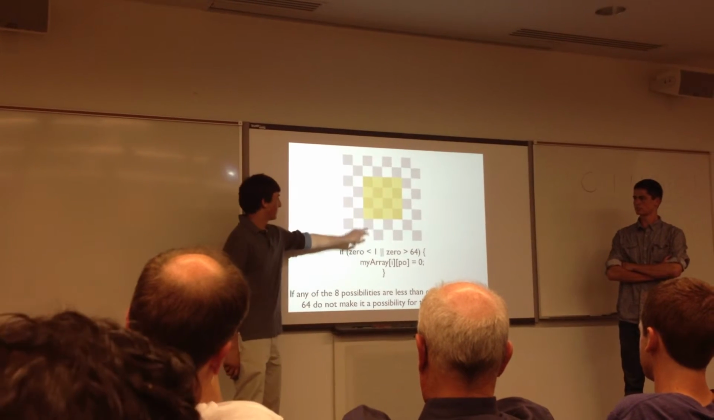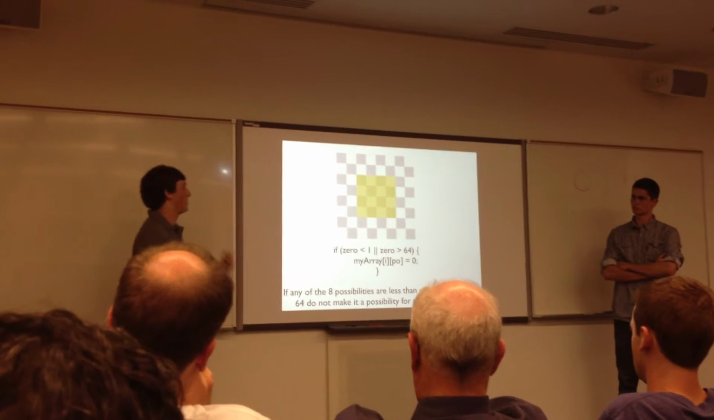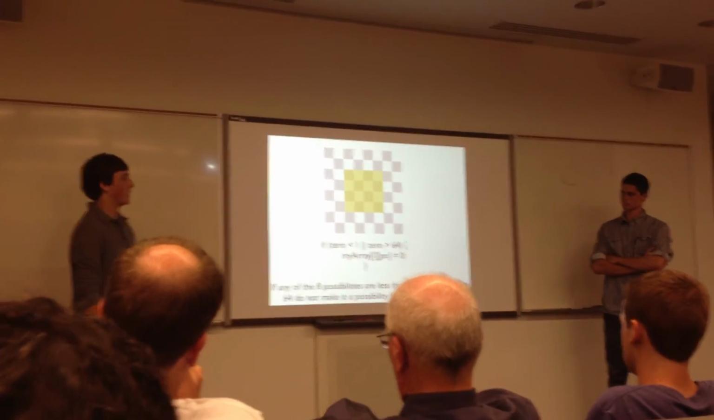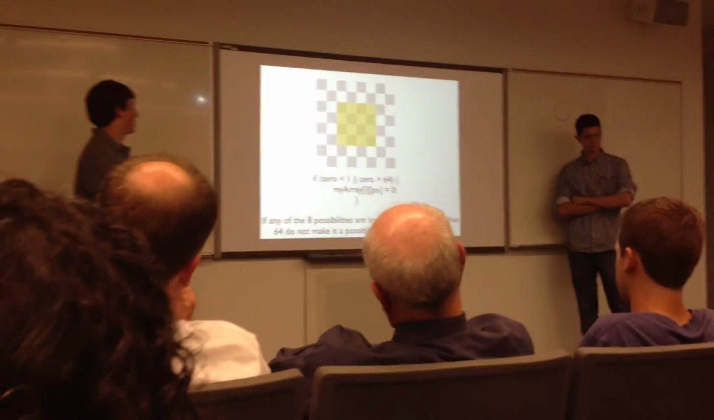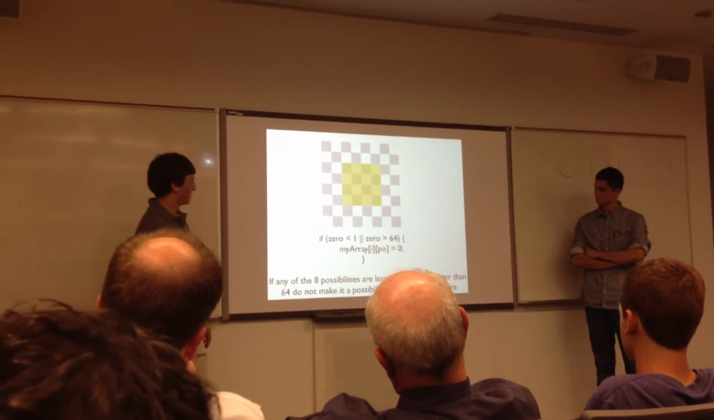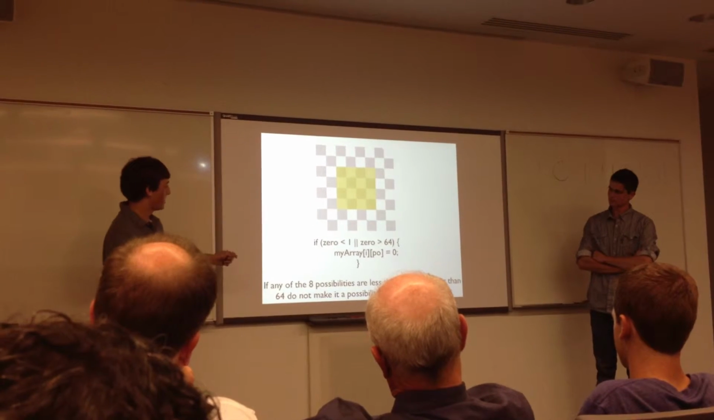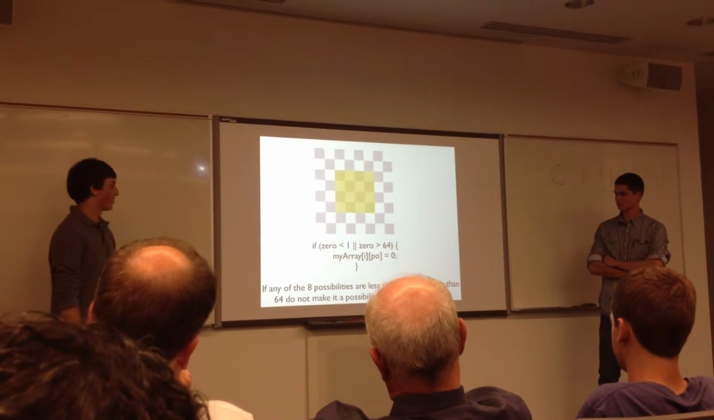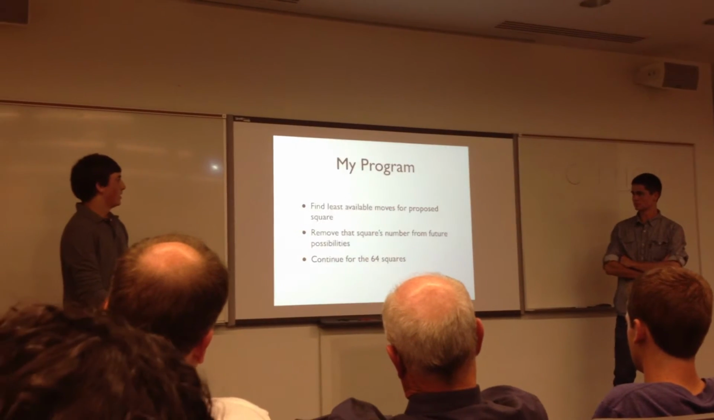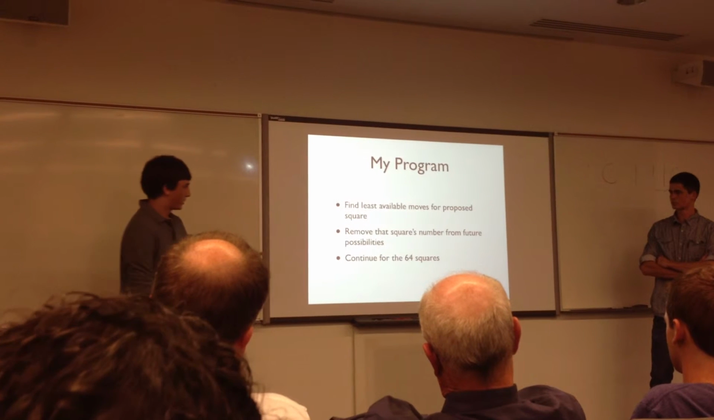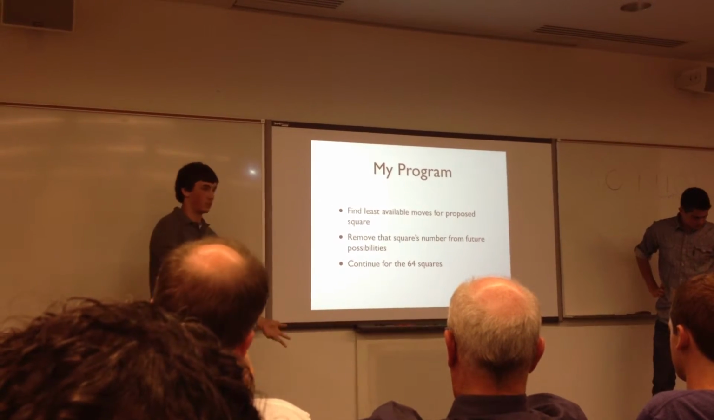For all of the squares that are shaded yellow, they do not run into the problem with negative numbers, which are basically just moves that are not even possible. And in the code, this is what it looks like. If that doesn't make sense, it's basically just if any of the 8 possibilities are less than 1 or greater than 64, do not make it a possibility for the original square. So that section of the program goes through and creates all the possibilities for all 64 squares.